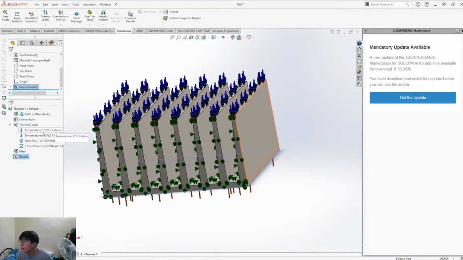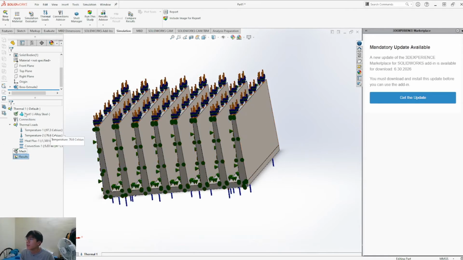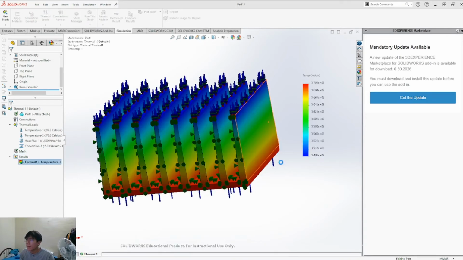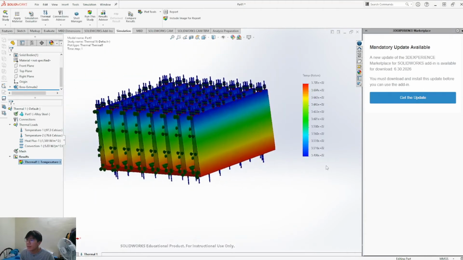I have applied the hot side with the temperature of 97.3 Celsius and the temperature for the cold side of 76.6 Celsius. The heat flux for the cold side is 1500 watts per meter squared, and the convection coefficient for the whole thing is 5.03. The ambient temperature is 303 Kelvin. So after we key in the data, we can run the study. So this is the study for the heatsink.